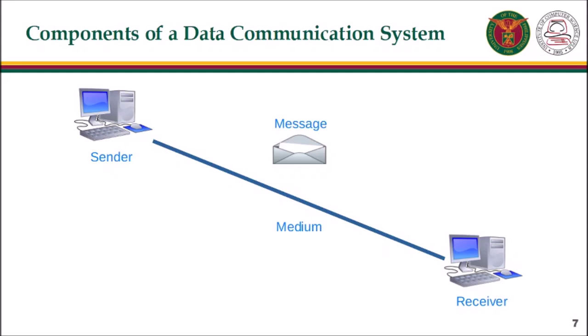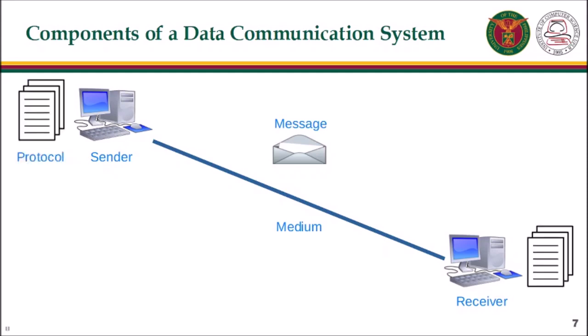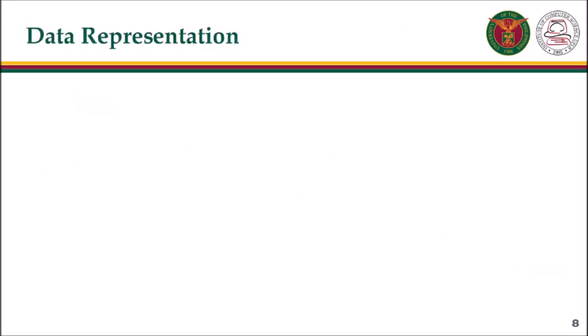The transmission medium is the physical path by which a message travels from sender to receiver. Protocol is a set of rules that govern data communications. It represents an agreement between the communicating devices. Information today comes in many different forms.